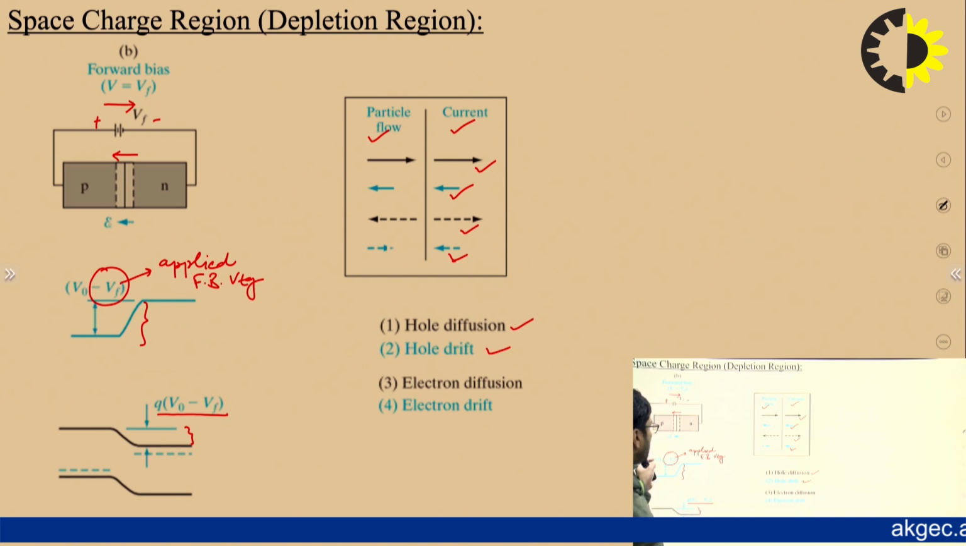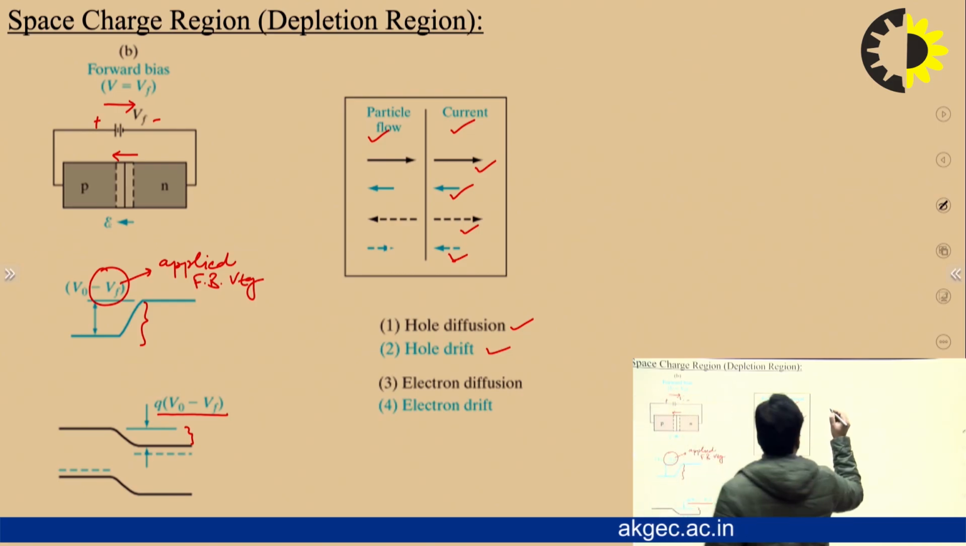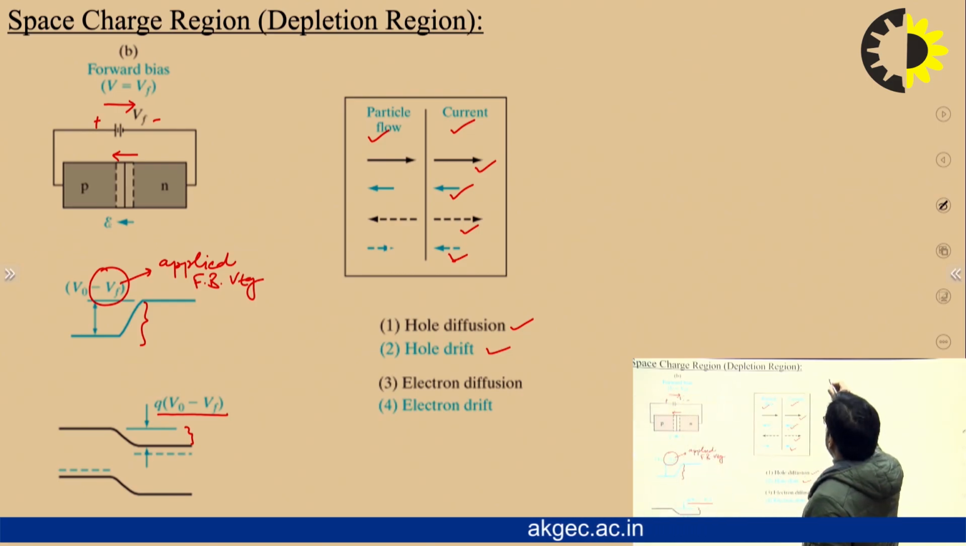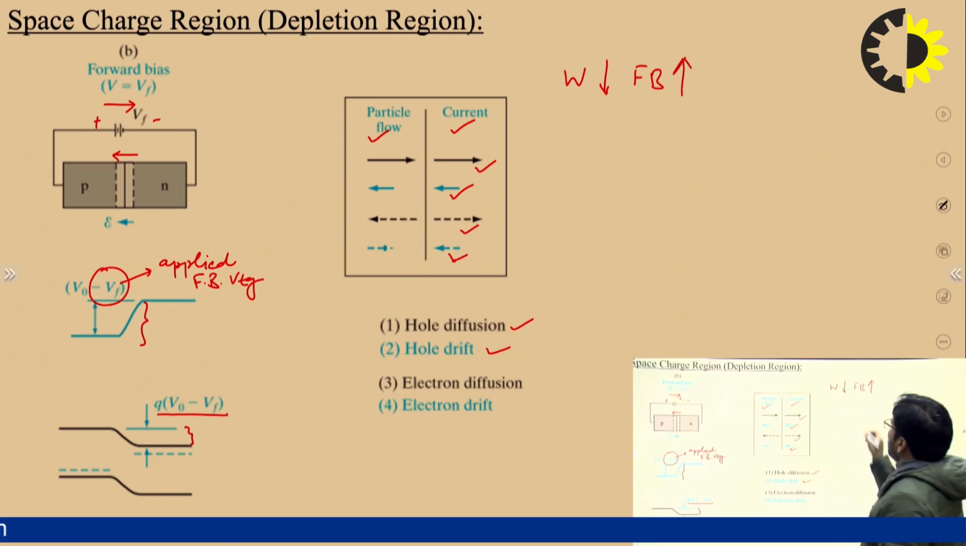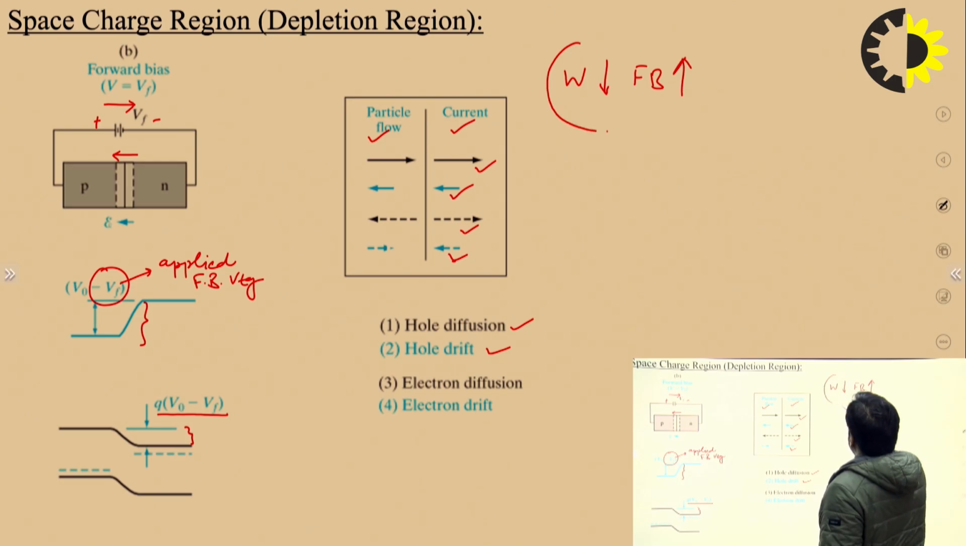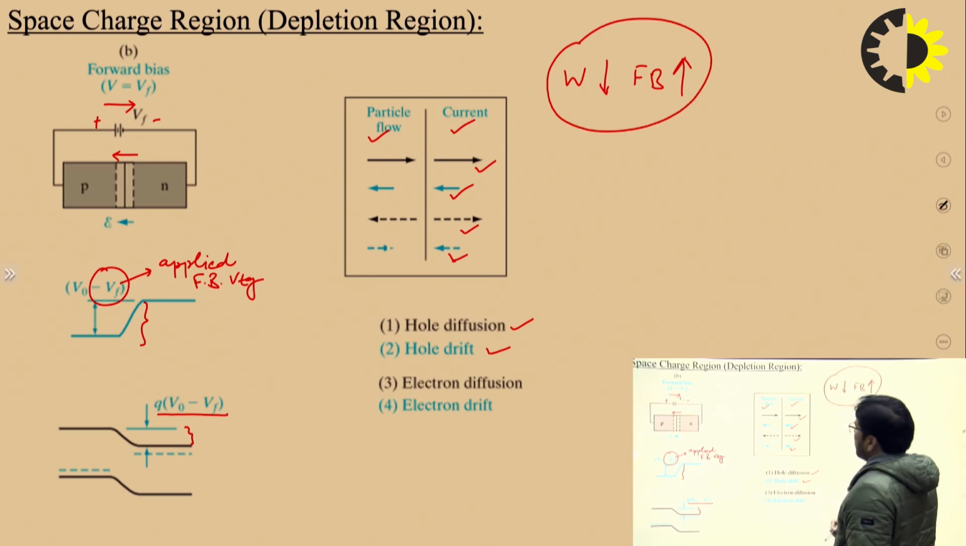So this is a PN junction diode in the forward bias region. We can say for the forward bias region, the depletion layer width W decreases as we increase the forward bias voltage, right. So this is the conclusion of forward biasing, right.